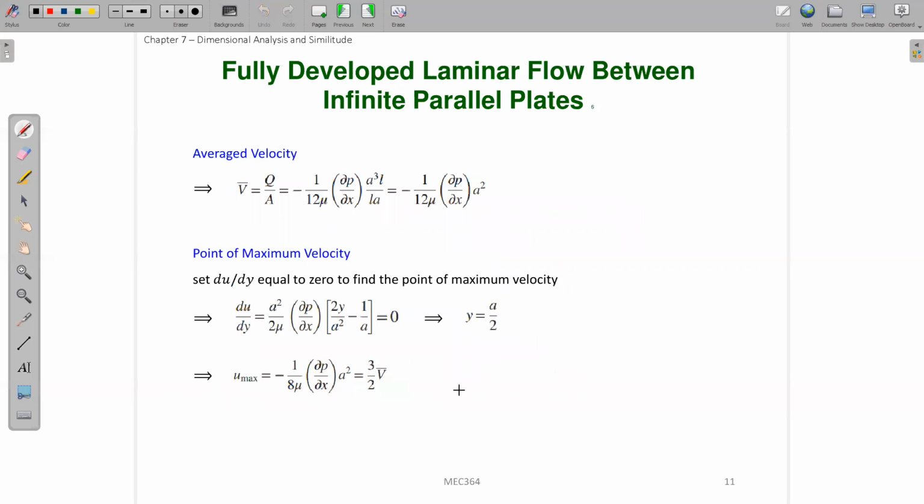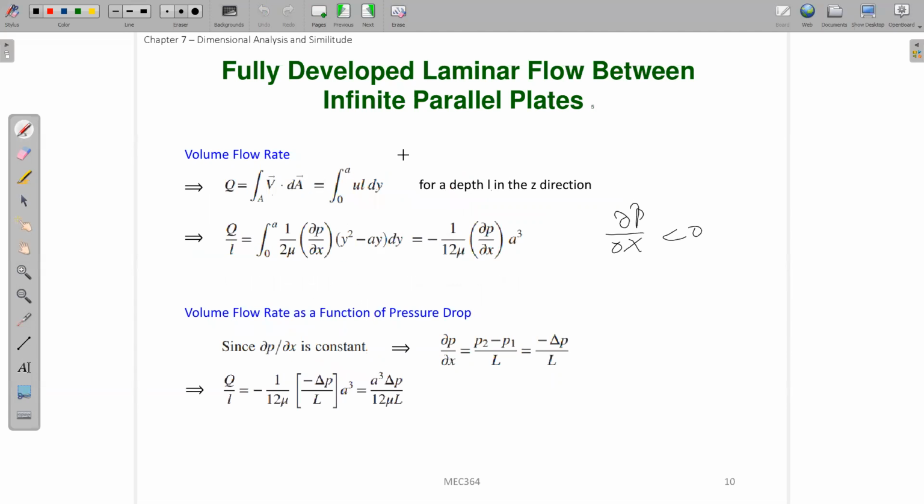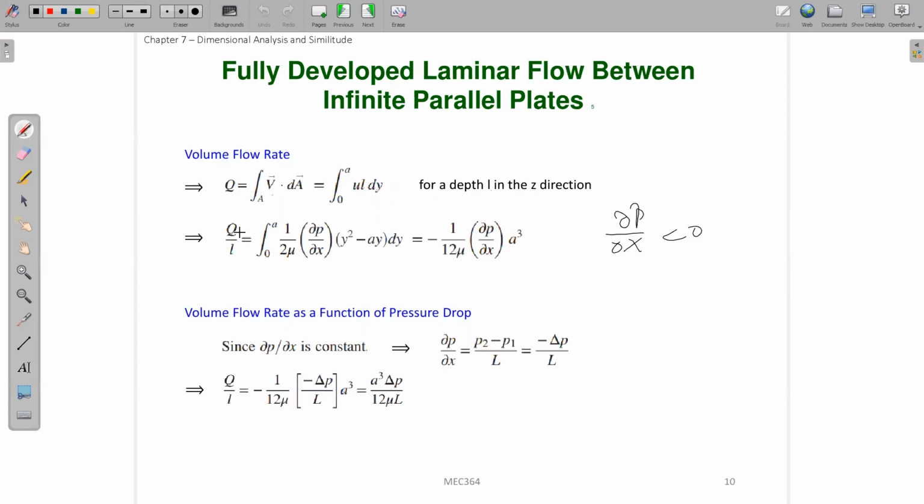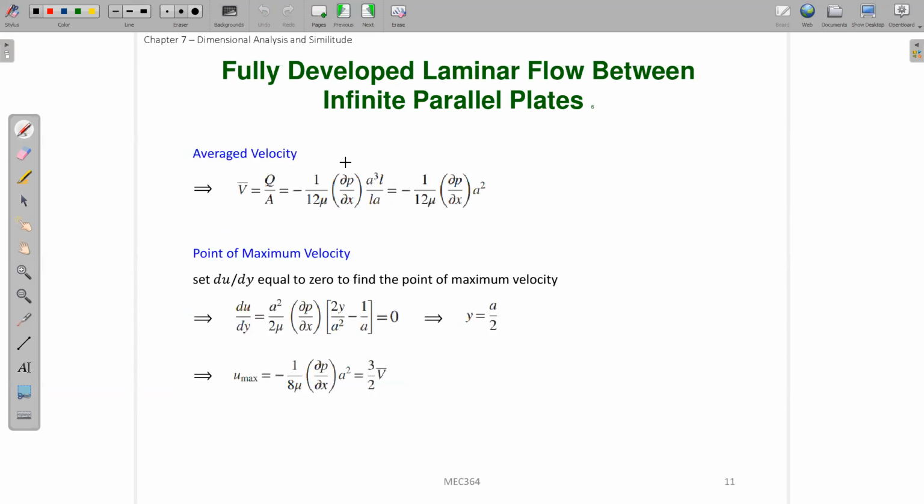Okay, and after we calculate the volume flow rate, we can also calculate the average flow velocity, right? Average flow velocity is just your volume flow rate divided by your cross-sectional area. So you just need to take this value and divide it by A, and you will get this result here.